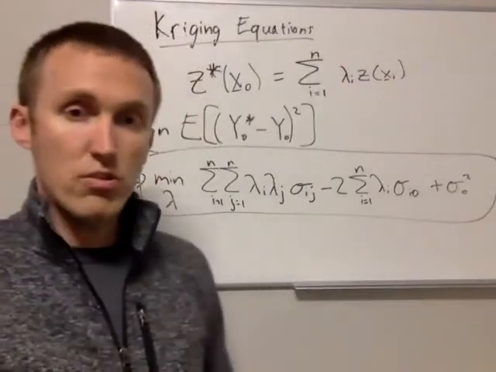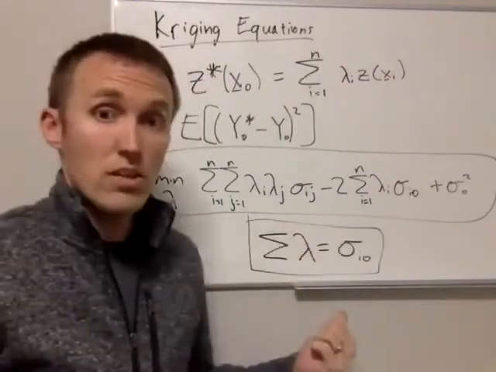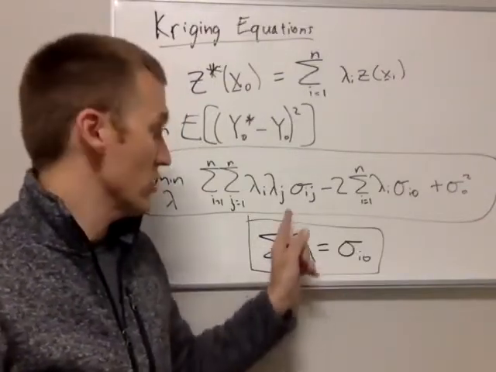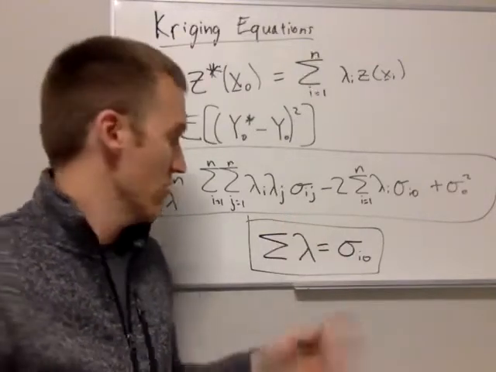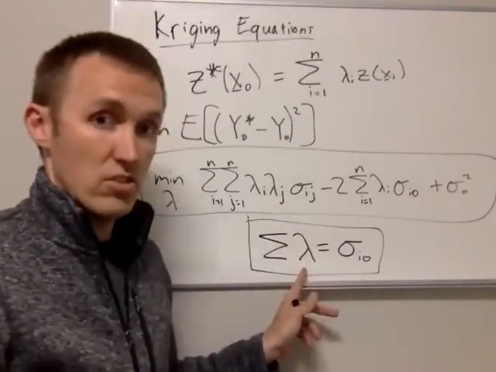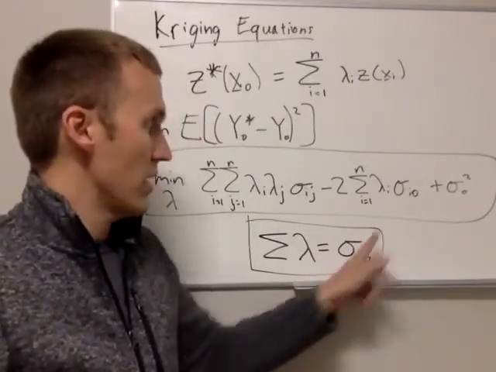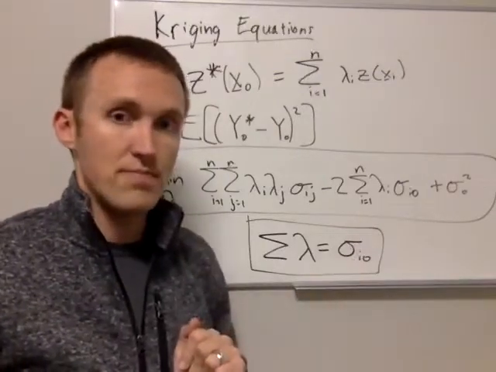And so in matrix vector notation, we're going to get the following system of equations. So what do we have here? Again, I'm using capital sigma to denote the matrix of all the sigma ij's. So this is just the covariance of all the data with itself. Here's our vector of lambdas. That's what we're going to solve for. And then here is our sigma I naughts. So the covariance of all the data with the estimation location.